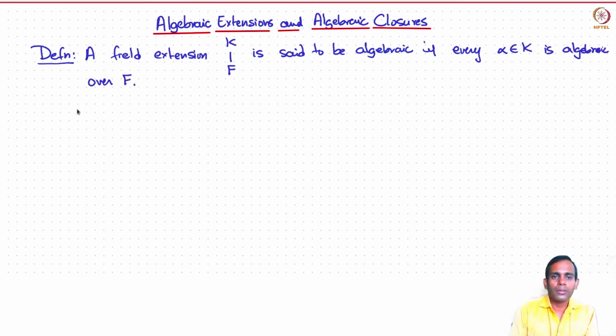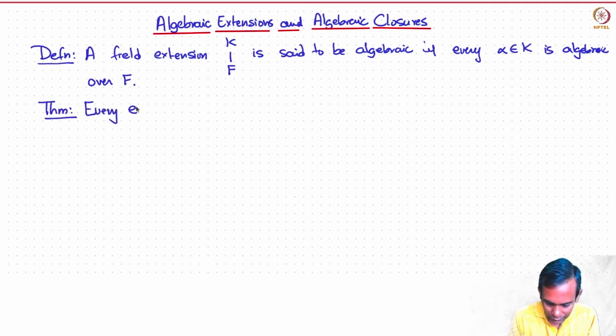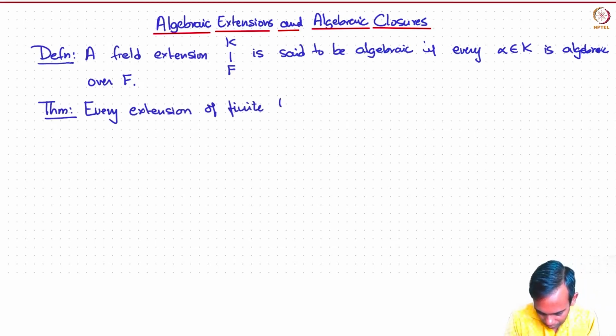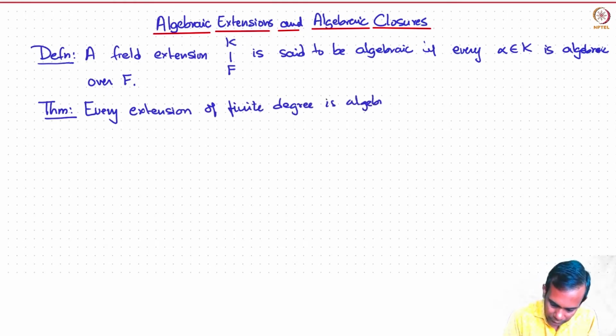Okay, so a good example of an algebraic extension is a finite field extension. This is an easy theorem. Every extension of finite degree is algebraic. If you've been paying attention to the earlier lectures, you would find this quite easy to prove. The proof is as follows.